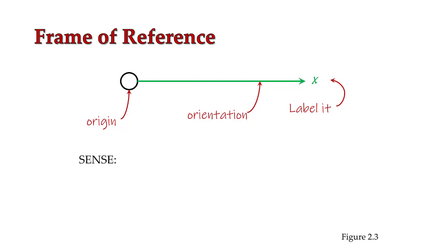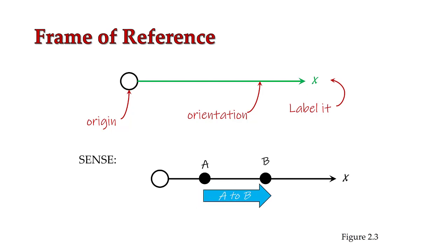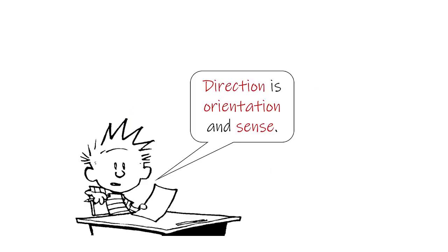Next, we need to talk about the idea of sense. If we have an orientation and we put 2 points on that orientation, going from A to B is going to be one sense, and then going from B to A is going to be the opposite sense. If we put those two things together, the orientation and the sense, we get a spatial direction.